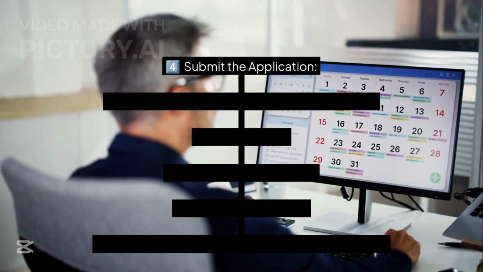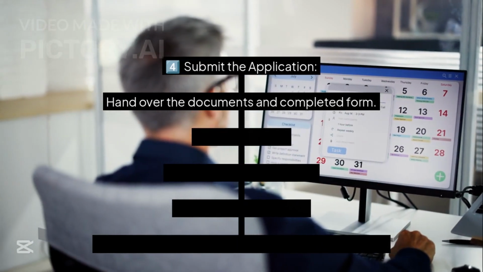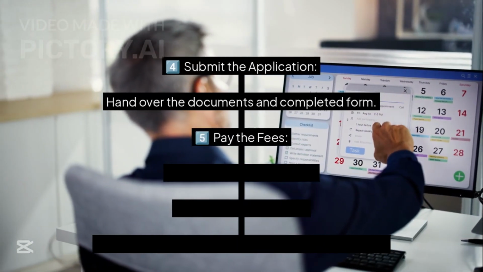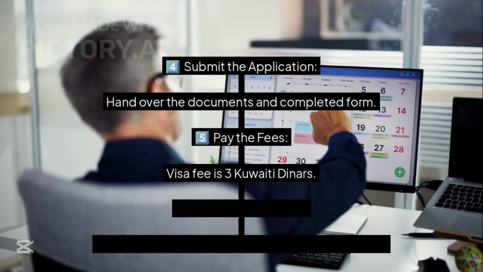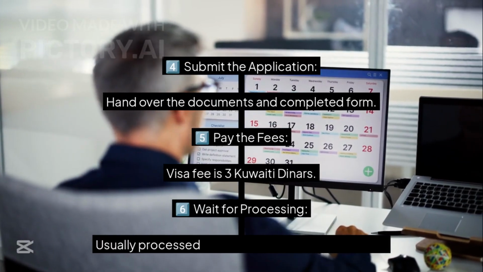4. Submit the application. Hand over the documents and completed form. 5. Pay the fees. Visa fee is 3 Kuwaiti dinars. 6. Wait for processing. Usually processed quickly, but follow up if needed.